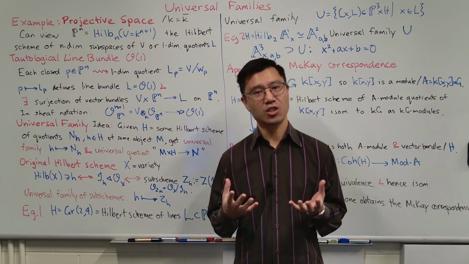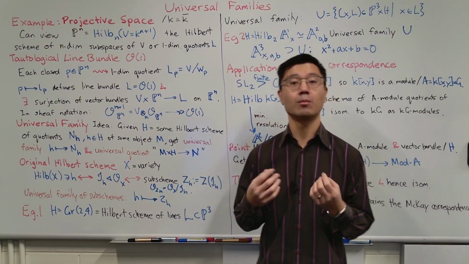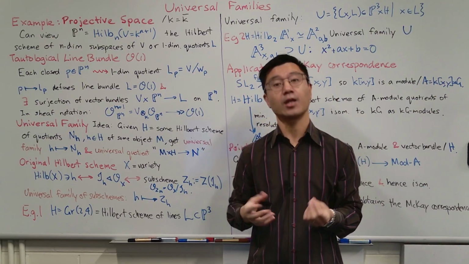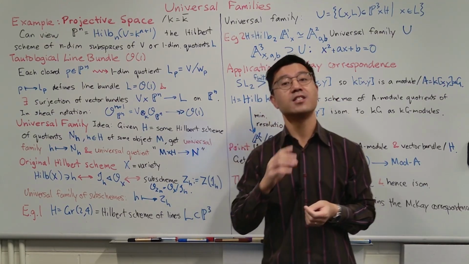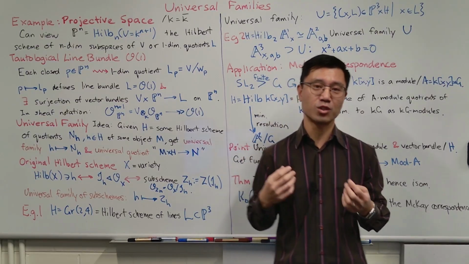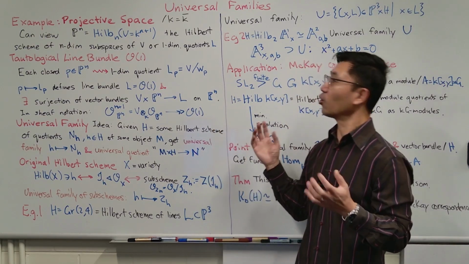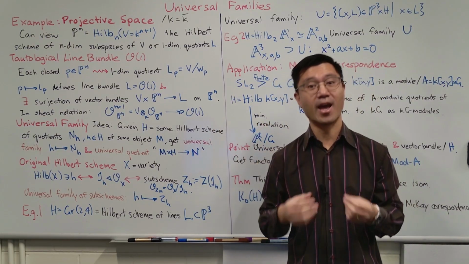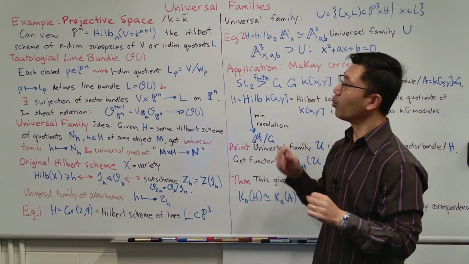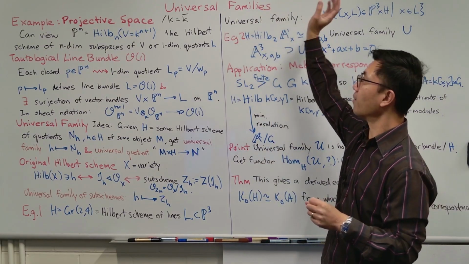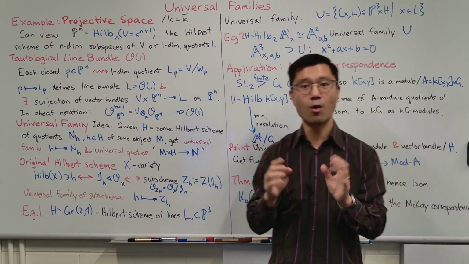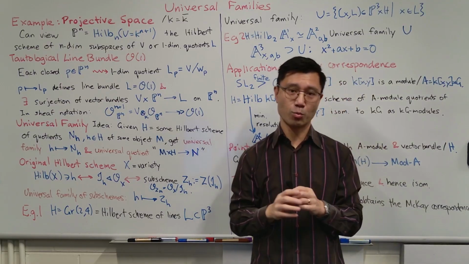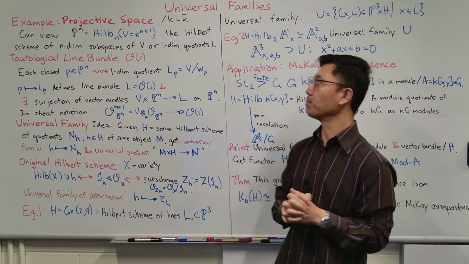One of the nice features of Hilbert schemes is that it comes with an object for free called the universal family. In this video, I wanted to give you a quick introduction to this gadget and also show you why it's interesting and useful. I want to start with an example of a universal family, and it's something that hopefully, if you've seen a little bit of algebraic geometry, you've seen before.